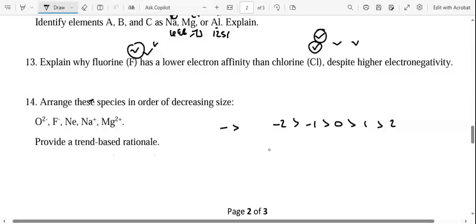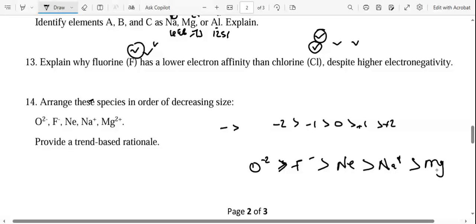So you just start listing by saying this one with the -2 is largest, so it's decreasing like this. Then we have fluorine with a negative charge. Then you look at the charges that are given there. So we have neon now. Is it neon? Yes. Then we have the positive ions. We have sodium plus, then Mg plus 2. This is how they decrease.